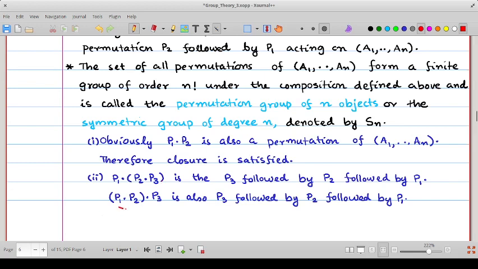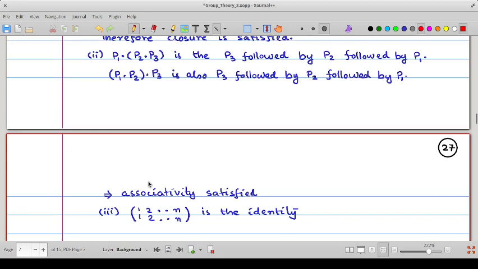Again, we can consider P1 dot P2 dot P3, which can also be seen to be the permutation P3 followed by P2 followed by P1 on some sequence. So both these correspond to the permutation P3 first, followed by P2 next, and followed by P1 the third permutation. So both are the same. Therefore, this composition rule satisfies associativity.